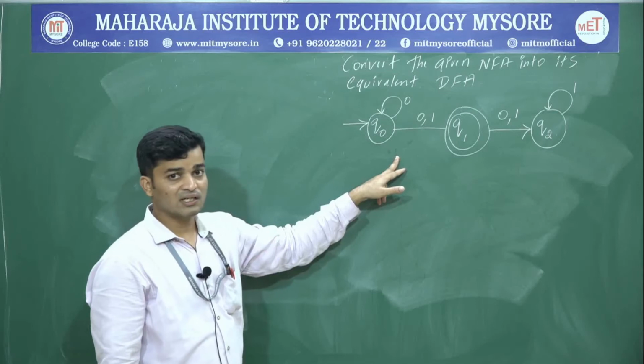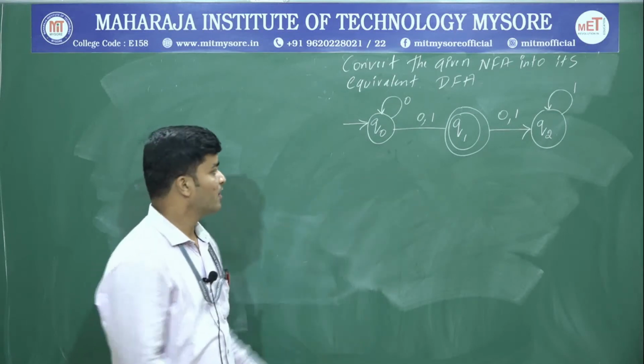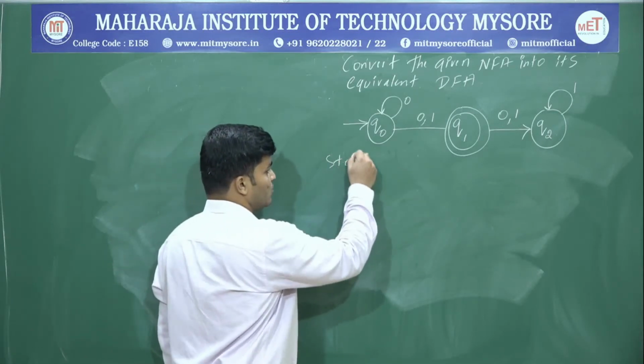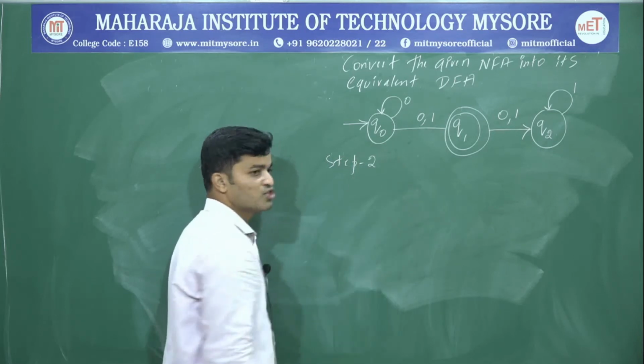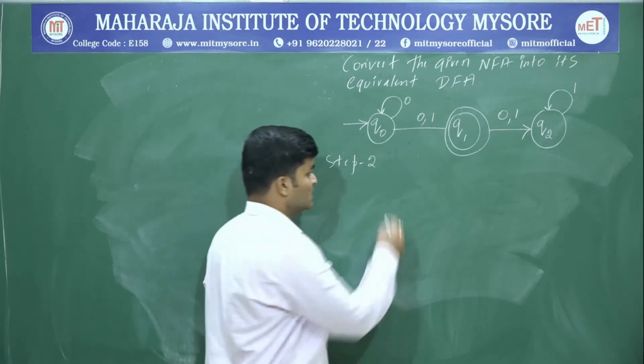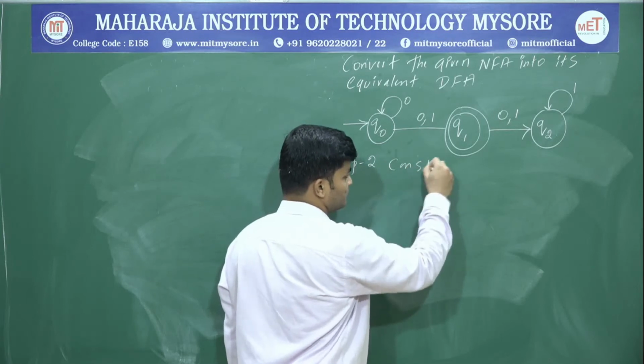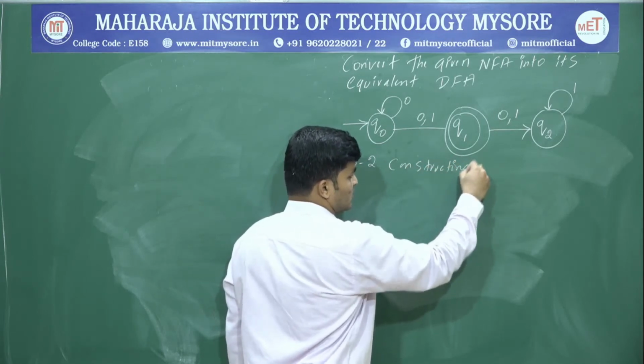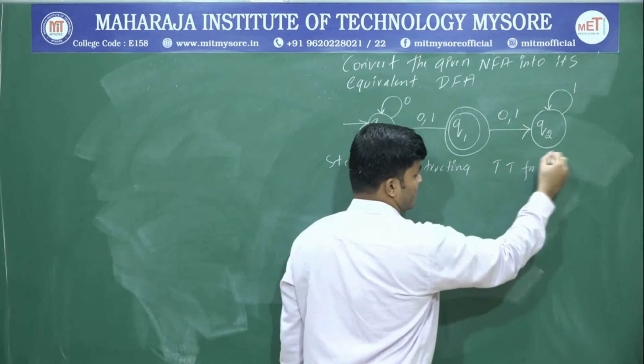What is step number 2? Constructing the transition table for the NFA. Step number 1 is already given in the question, so I'll go directly with step number 2, constructing the transition table for the NFA.